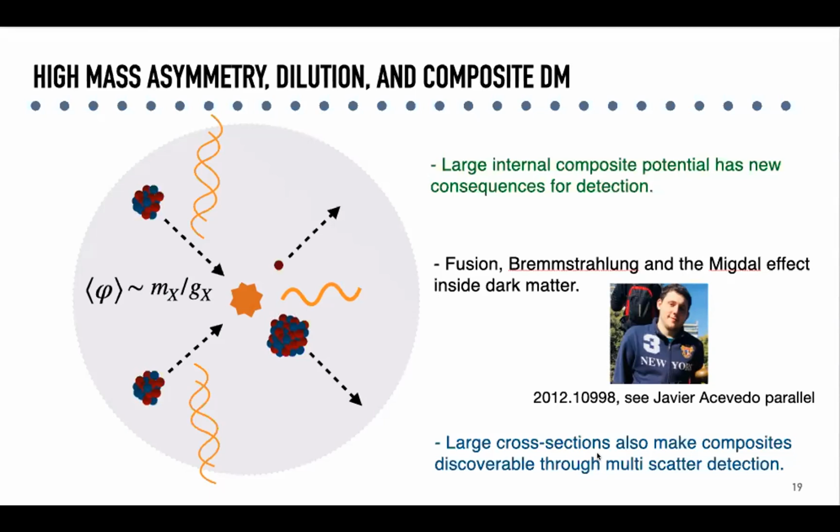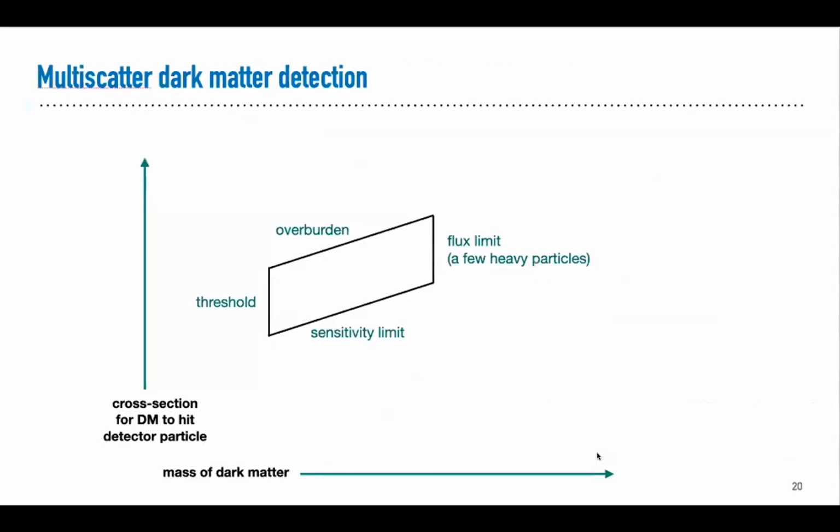But just the fact that there's this possibility that you can make these extremely large composite states means that we should entertain dark matter that has a very large cross-section, and find out what happens if you have to deal with something that has a much, much larger cross-section and a much, much larger mass than you're naively expecting. And that brings us to multiscatter dark matter detection.